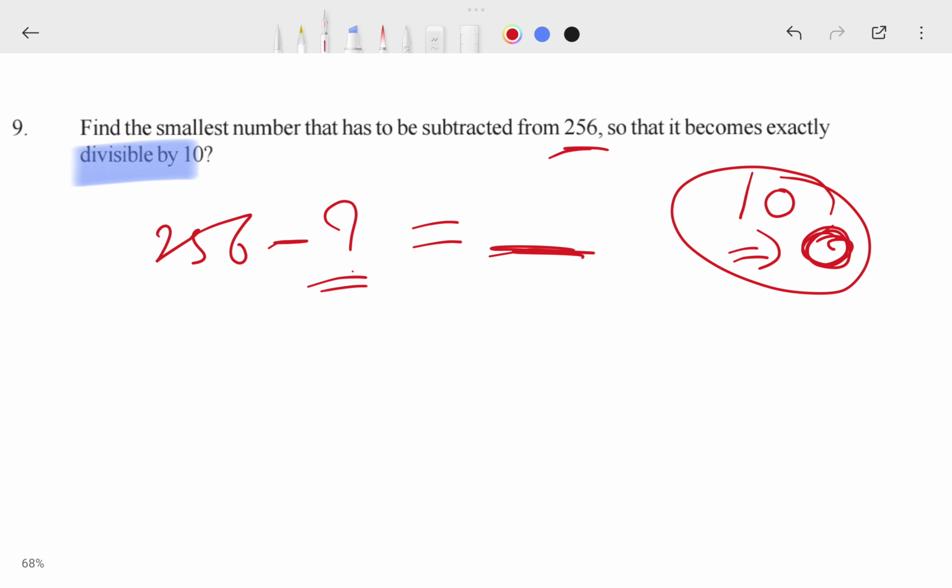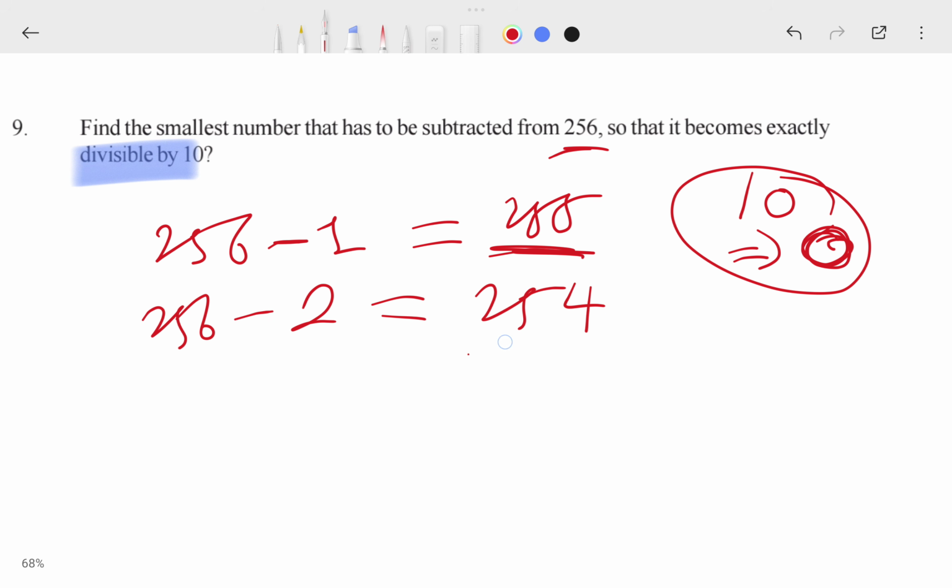So let's subtract. What is the smallest number? The smallest number is 0, so the answer will be 256 only. The smallest number is 1. If you subtract that, it is 255. Is 255 divisible by 10? No, it's not. If you subtract 2, then it will be 254. Do we get the 0 at the last? No, so it is also not.